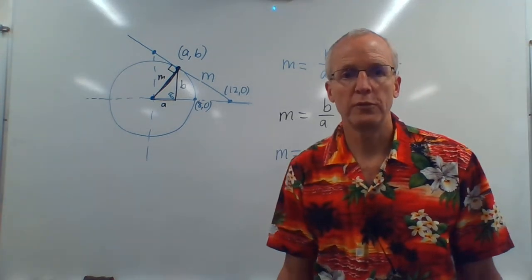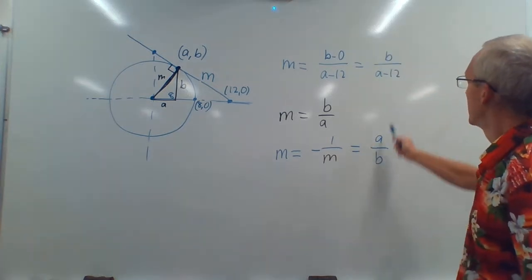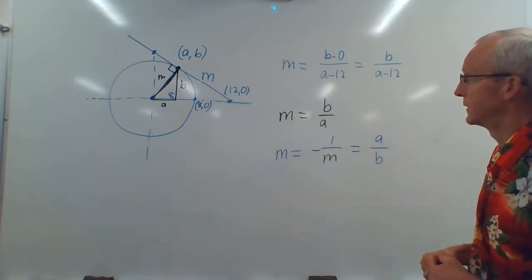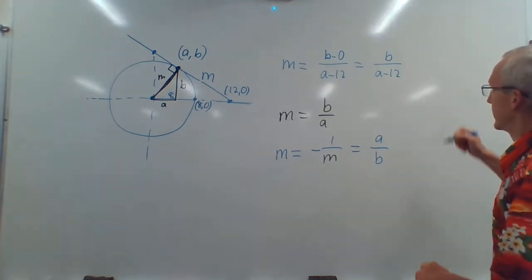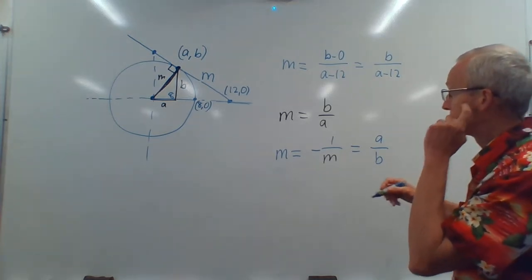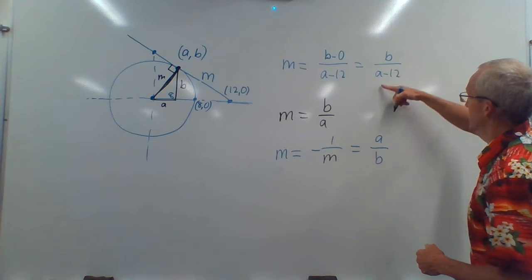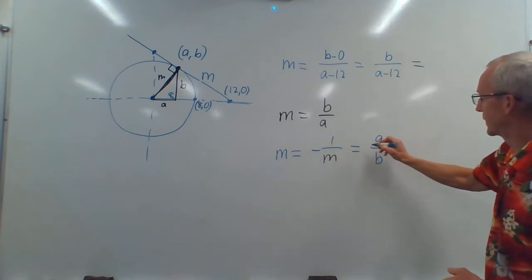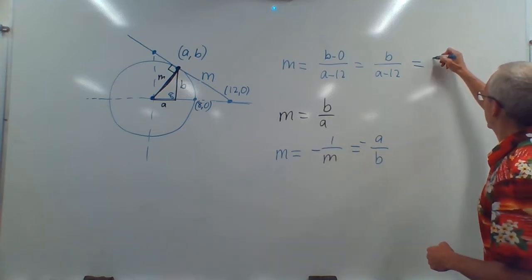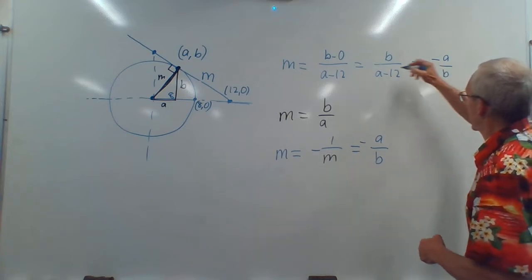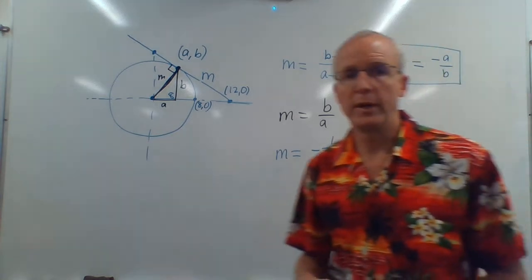So now we have two ways to find the slope, which is pretty cool. We have that the slope is A over B. We also have that it's B over A minus 12. Okay, so let's set those two things equal. So the slope is this, it's also equal to this, and I forgot the negative. -1 over M, negative, flip upside down, negative. So negative A over B. Okay, that is one equation. We have one equation with A and B, but we don't know A or B.